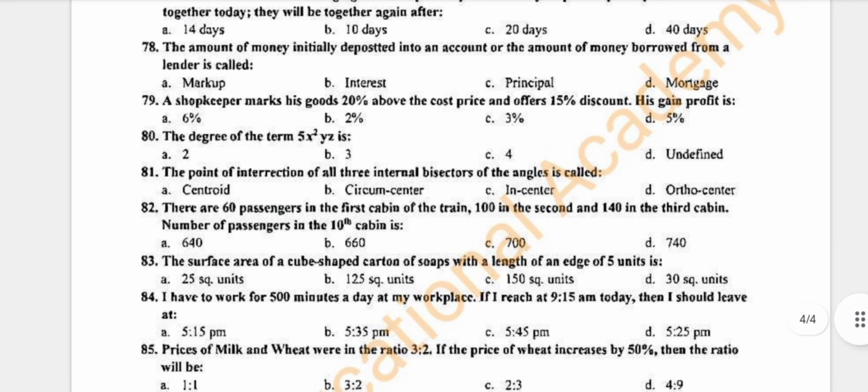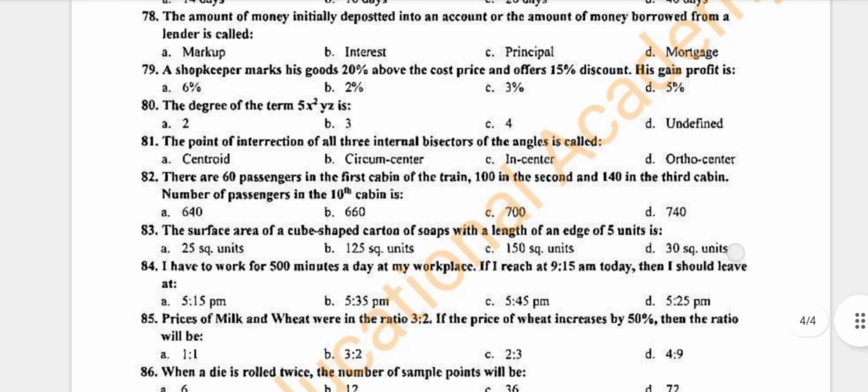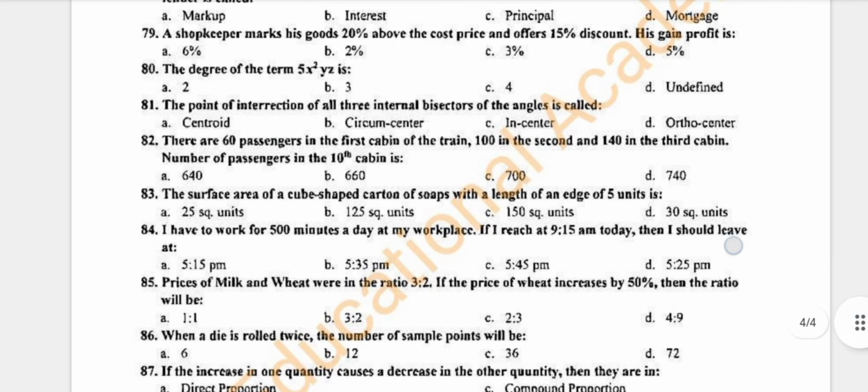C. Question number 79. A shopkeeper marks his goods 20% above the cost price and offers 15% discount. His gain profit is, and the correct option is 2%. B option is correct. Question number 80. The degree of the term 5x square yz is, and the correct option is 4. C. Question number 81. The point of intersection of all three internal bisectors of the angles is called, and the correct option is incenter.